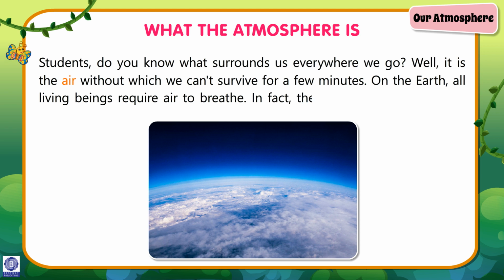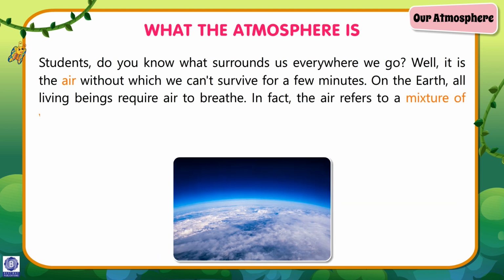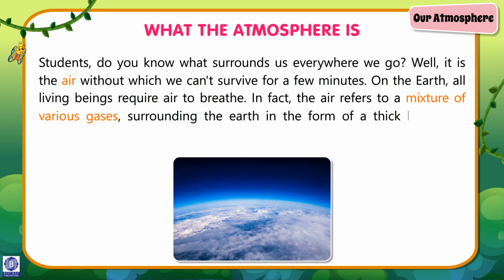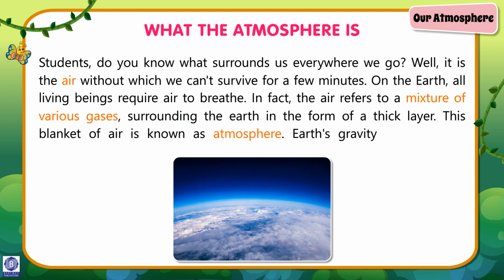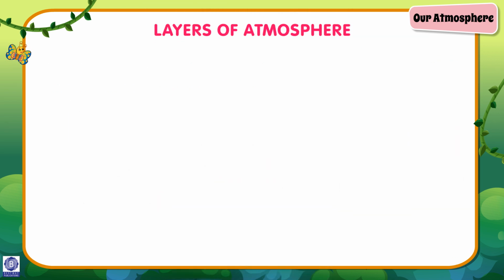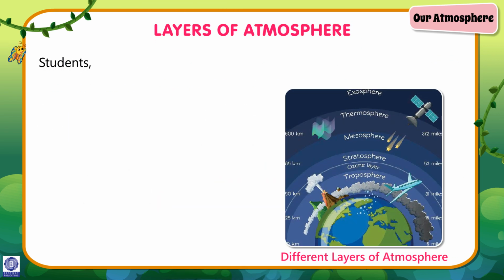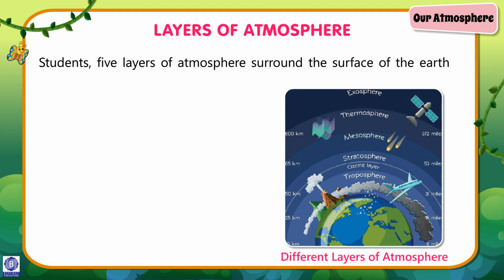In fact, the air refers to a mixture of various gases surrounding the earth in the form of a thick layer. This blanket of air is known as atmosphere. Earth's gravity holds up the atmosphere around it. Layers of atmosphere. Students, 5 layers of atmosphere surround the surface of the earth in the vertical direction. Let us know about them.